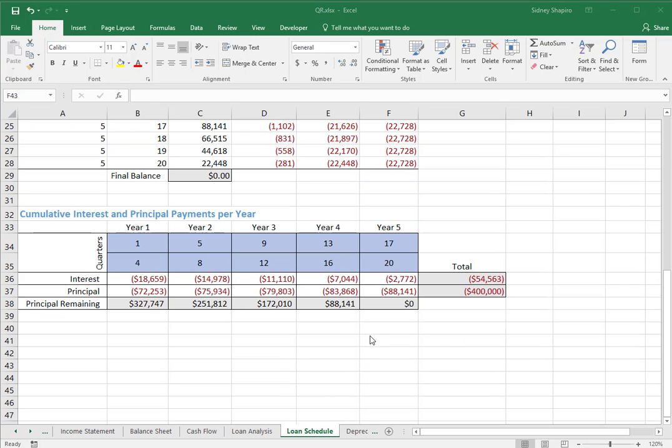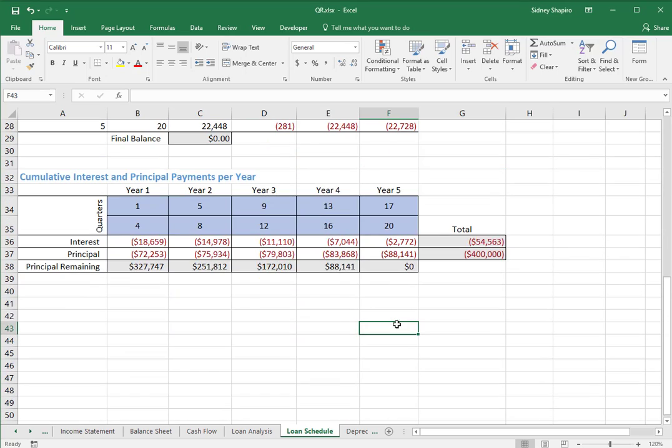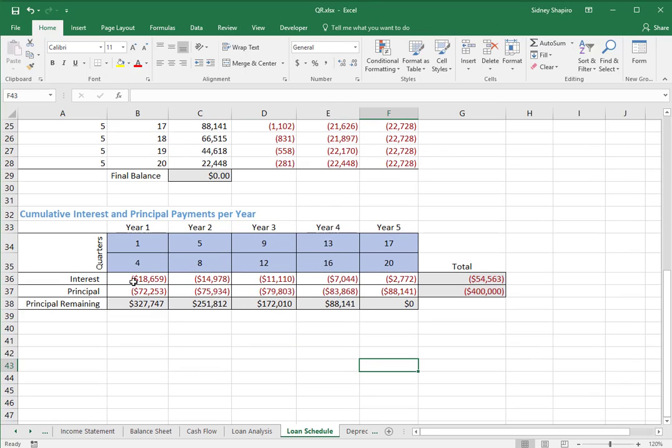Okay, so the last part of the module on page 544 and 545 is to figure out how much we're spending in interest and principal, not on a quarterly basis, which this gives us by payment, but on a yearly basis. So here we use cumulative interest, and we use the cumulative payment principal in order to find out how much we spend each year and how much principal is remaining.